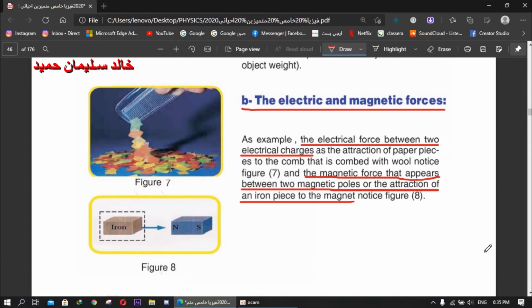The second type is the electric and magnetic forces: the electrical forces between two electrical charges, or the magnetic force that appears between magnetic poles or the attraction of an iron piece to a magnet.